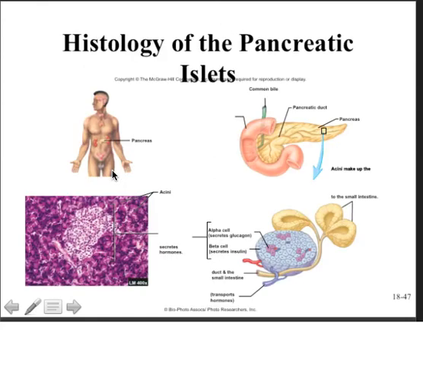So this is just a look at the location of the pancreas, and this is a slide of pancreatic tissue. The islets are indicated here, and the surrounding tissue is exocrine tissue. The juices from the exocrine cells eventually make it into the pancreatic duct, which is going to empty into the duodenum. However, the secretions of the pancreatic islet cells go directly into the bloodstream.